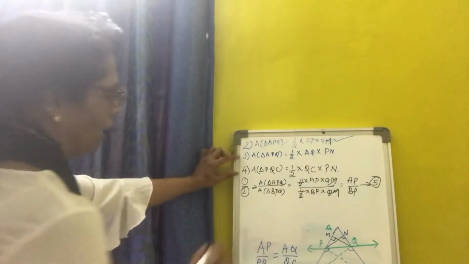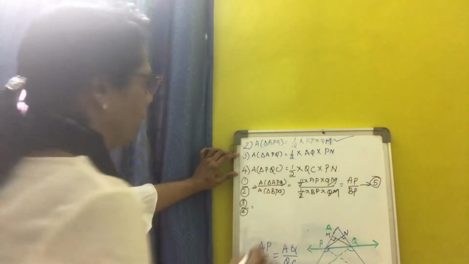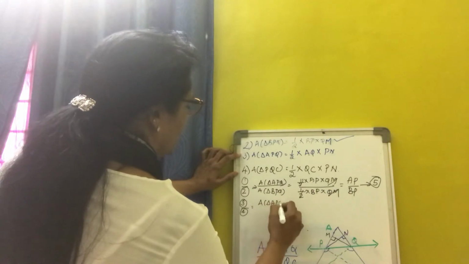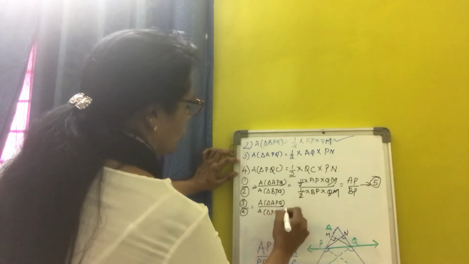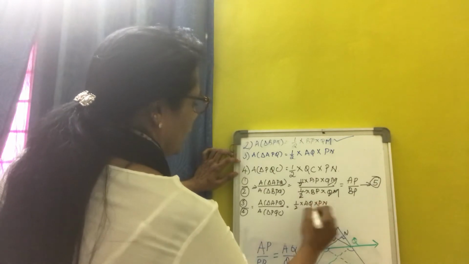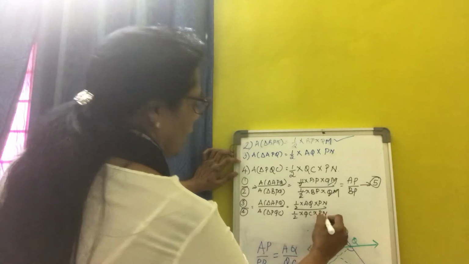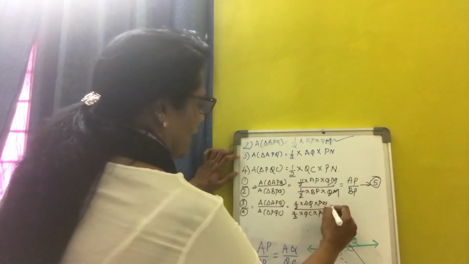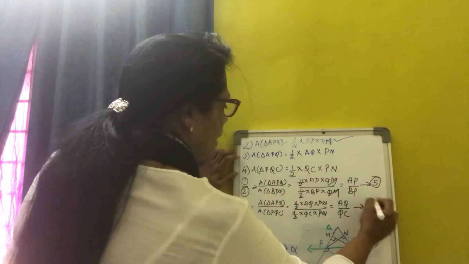Now I want to divide equation number 3 by 4. So area of triangle APQ divided by area of triangle PQC equal to half into AQ into PN divided by half into QC into PN. Now the half cancelled, PN cancelled. I got AQ by QC. This I'll take as equation number 6.